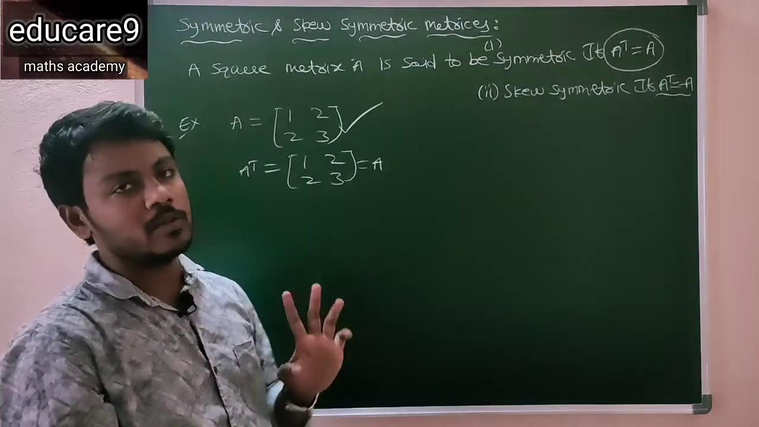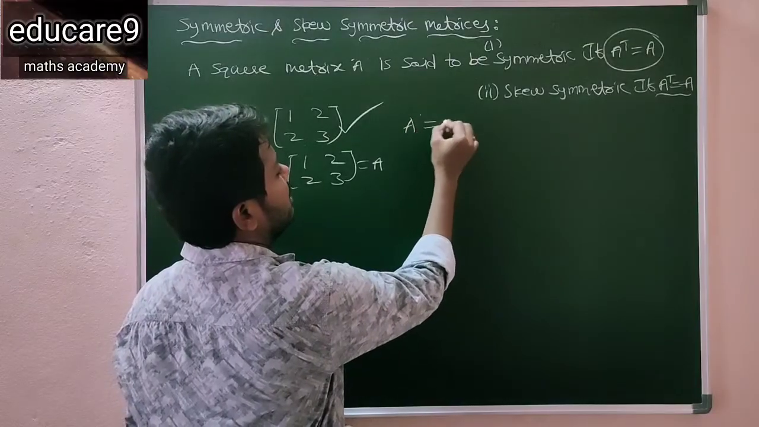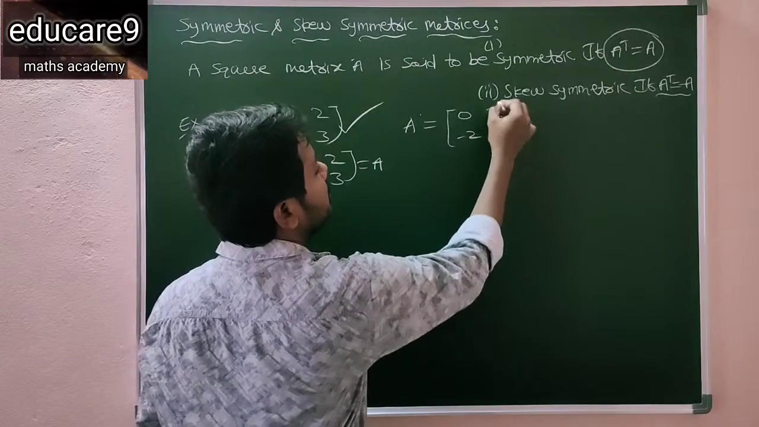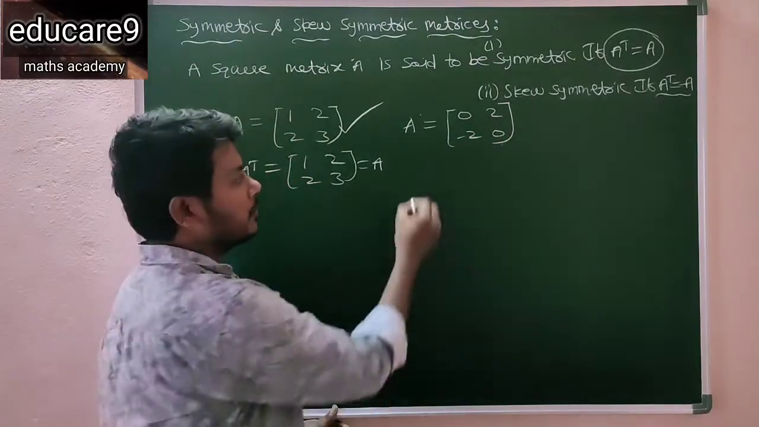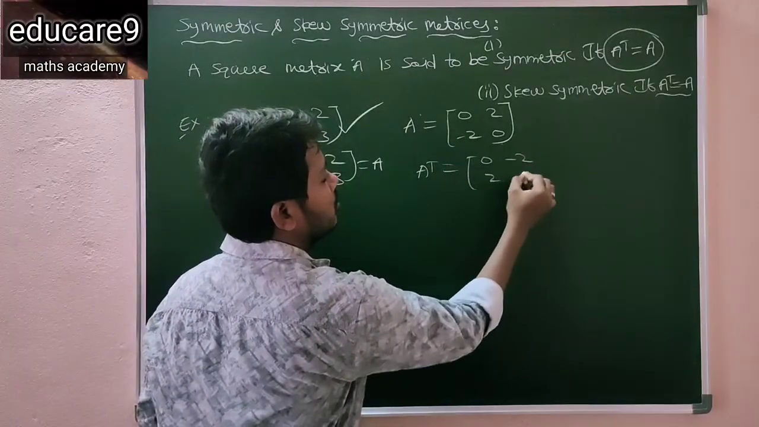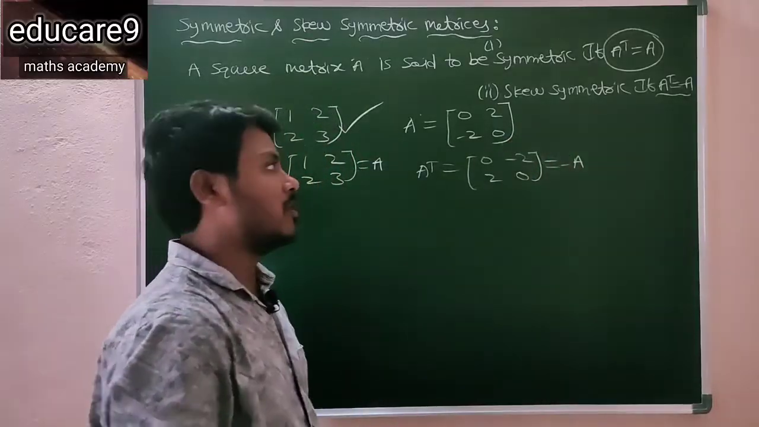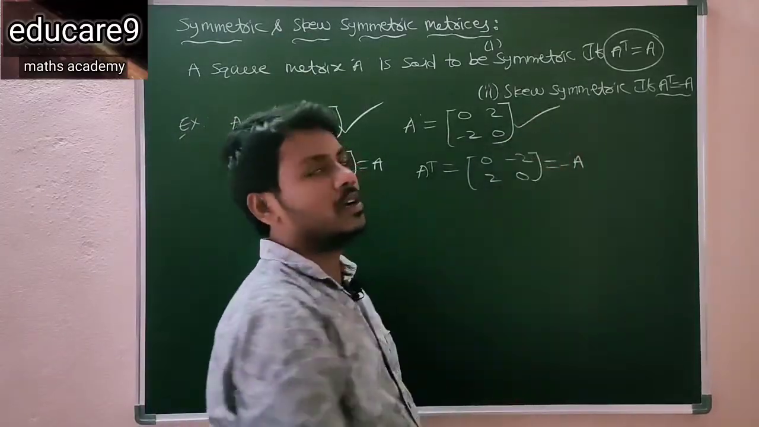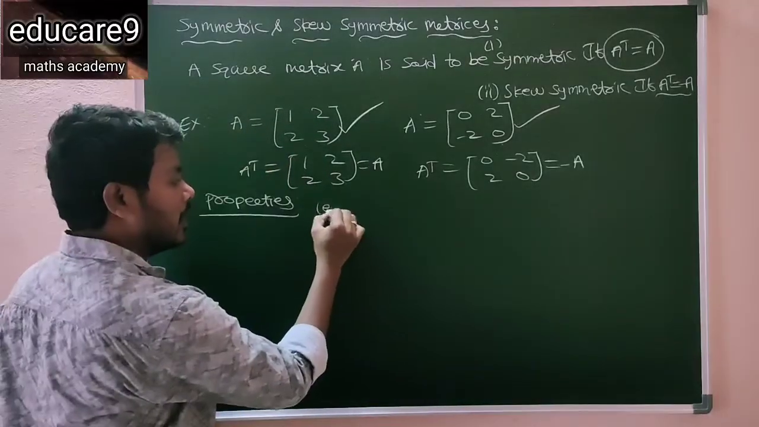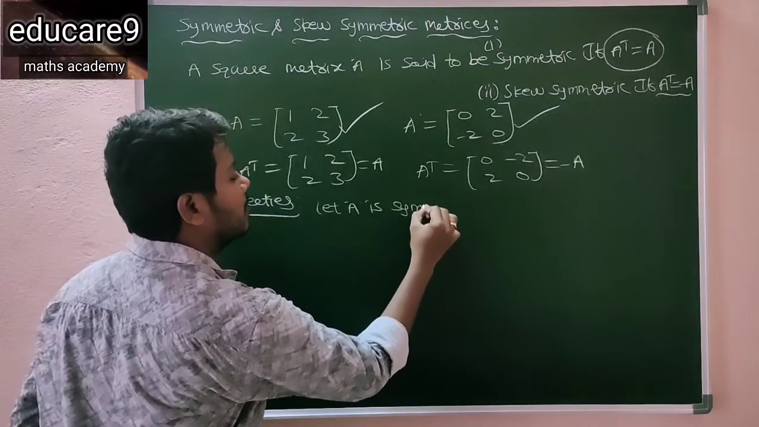Next one, skew symmetric. For example, A equals 0, 2, minus 2, 0. Find A transpose. What do you get? 0, minus 2, 2, 0. So clearly this is minus A. Therefore this type of matrix is called a skew symmetric matrix. And properties, here let A be a symmetric matrix.